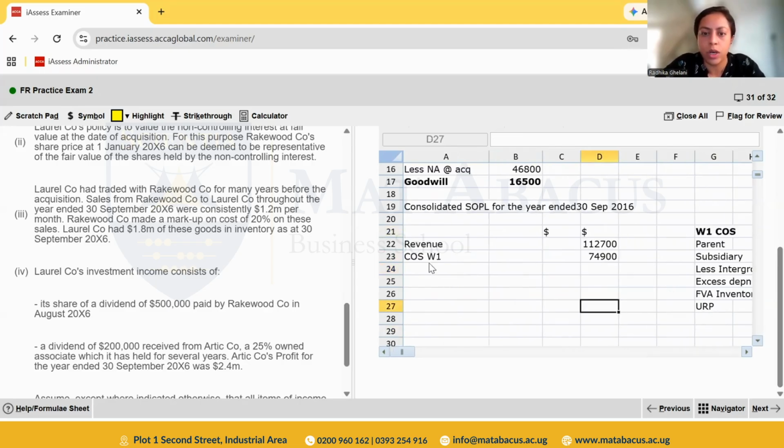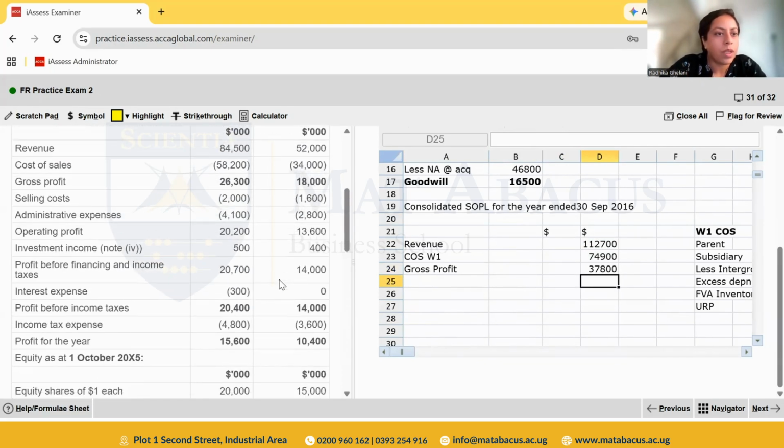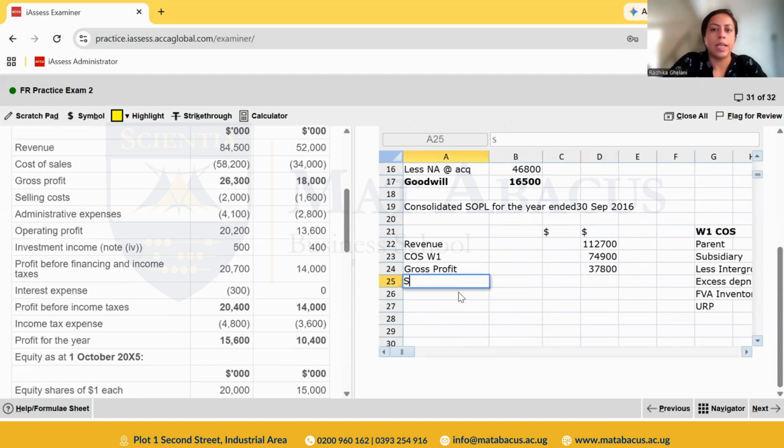So now we can do our gross profit. Gross profit is going to be our sales revenue minus our cost of sales. That gives us our gross profit. We then move on to selling costs. Straightforward there, nothing to adjust. So we're going to pick 2,000 for the parent plus, of course, we have to do the 9 out of 12 for everything of the subsidiary. So times 9 out of 12 there. That gives us 3,200 on selling costs.